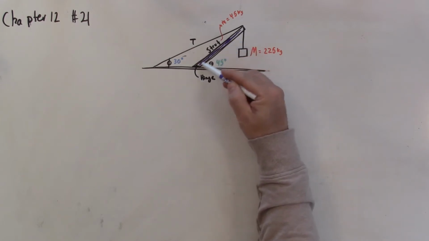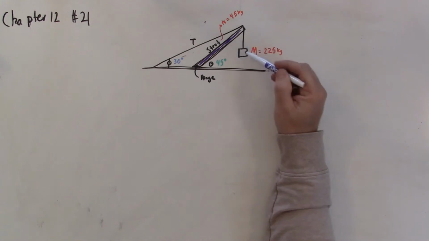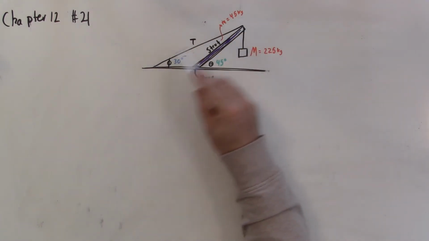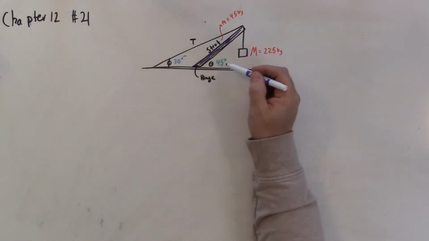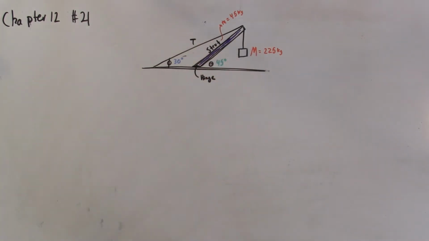and it has a 225 kilogram block hanging from it from a cable, and then there's another cable over here that's attached to the ground, 30-degree angle, 45-degree angle here. And the first thing we have to do is find T, the tension in the cable. That's the first thing we have to do. So, to that, we're just going to jump right in.